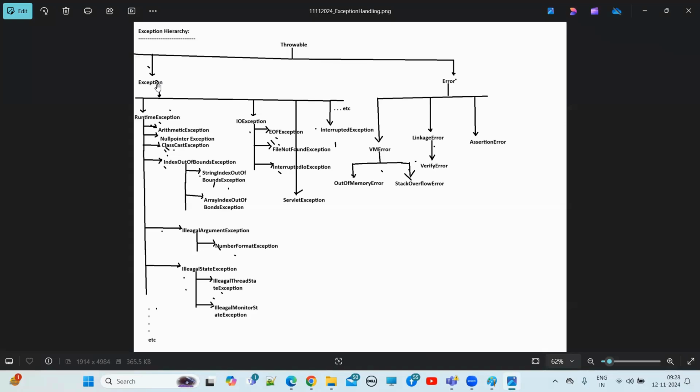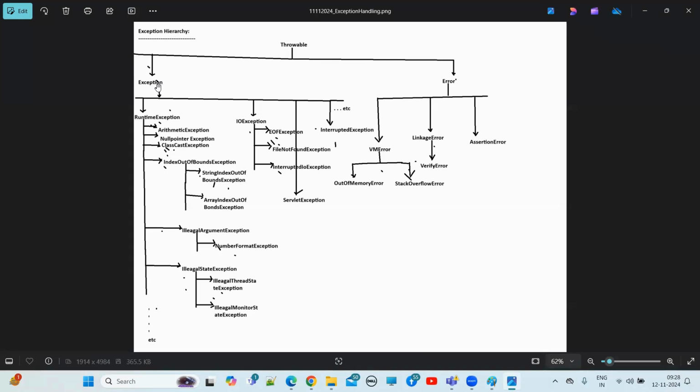We are talking about checked exceptions only. Again, checked exceptions are divided into two types. One is partially checked exception. Second one is fully checked exception. So when can we say an exception is fully checked exception? When the exception class and its child classes all are checked exceptions, then only we can say that particular exception is fully checked exception.